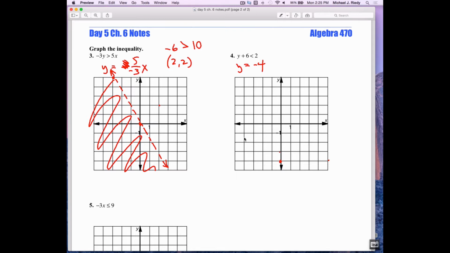Uh-oh, pen not working. Come on. That's supposed to be dashed.